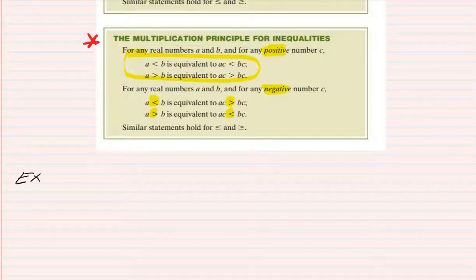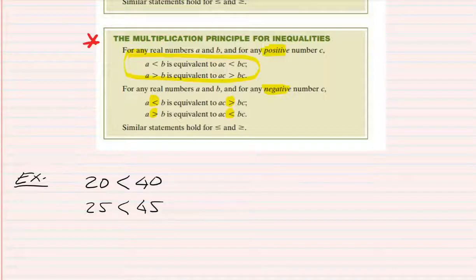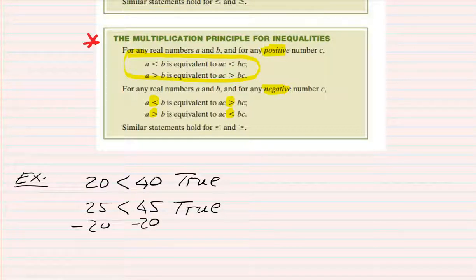Suppose I have 20 is less than 40. That is a true statement. If I add 5 to both sides, 25 remains less than 45. That's a true statement. The focus here is on the truth or fallacy of the statement. We started with a true statement, and we maintain a true statement. Then I'm going to subtract 20 from both sides. And now I have 5 is less than 25. And that is true also.